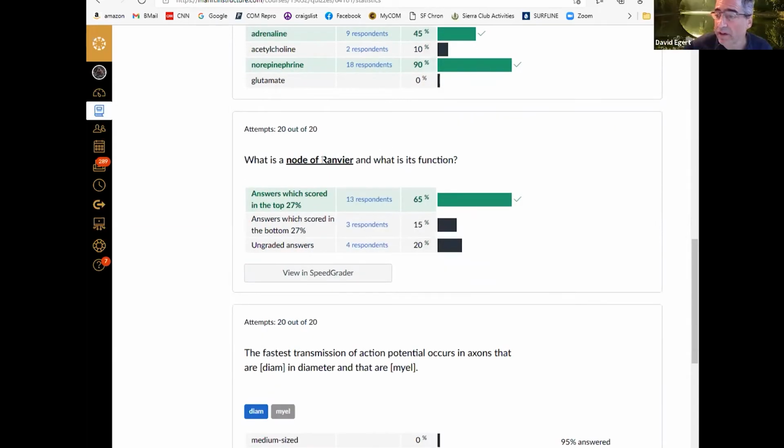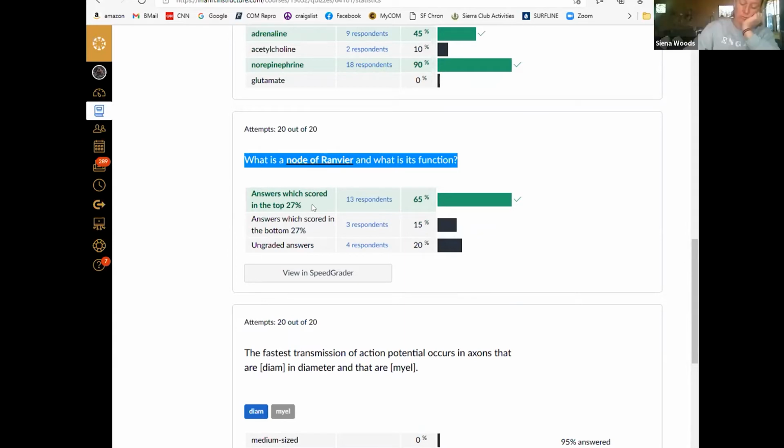All right, what is a node of Ranvier and what is its function here? Most people got this, although it was maybe a little unclear for some people. The node of Ranvier is like a little gap in between the myelin sheaths. And it's where you have the voltage gated channels that can regenerate and keep the signal going, keep the action potential going. They usually happen about every millimeter along the length of the axon.